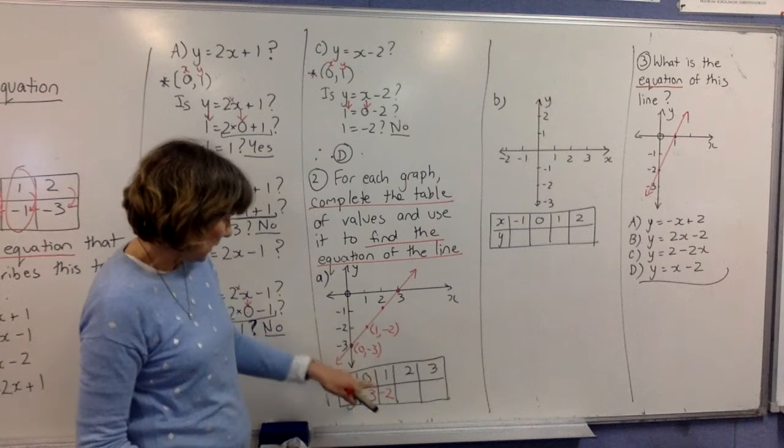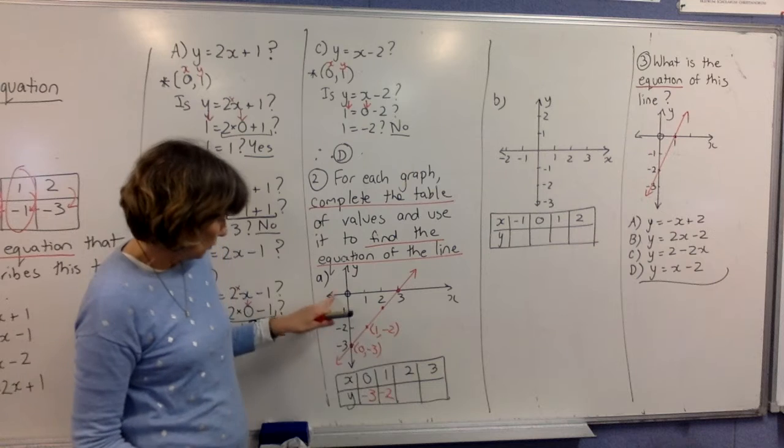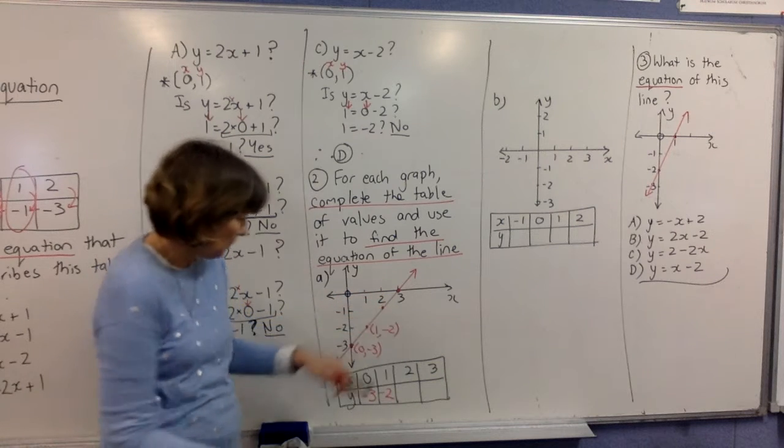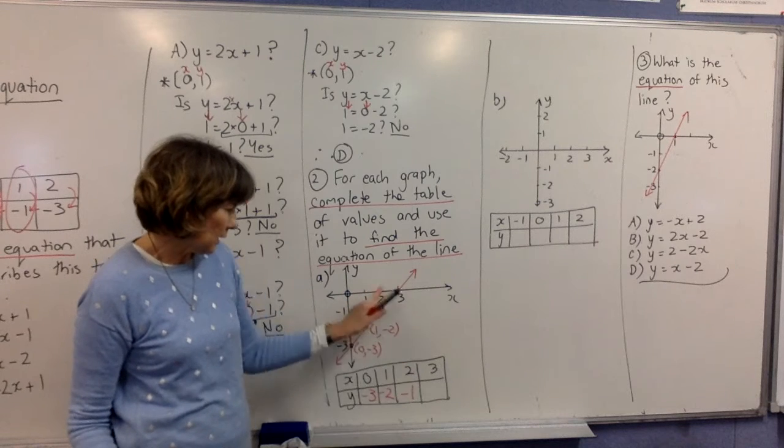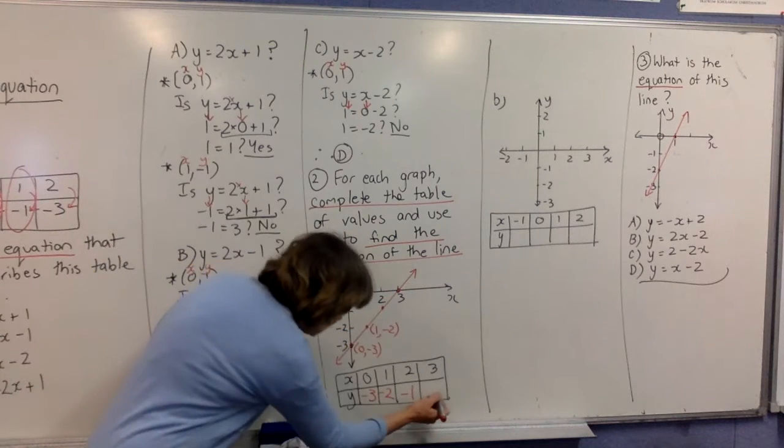So this next point here, x is 2, so it's across 2 and down to minus 1. And this next one, across to 3, and we don't go anywhere, so that's 0.